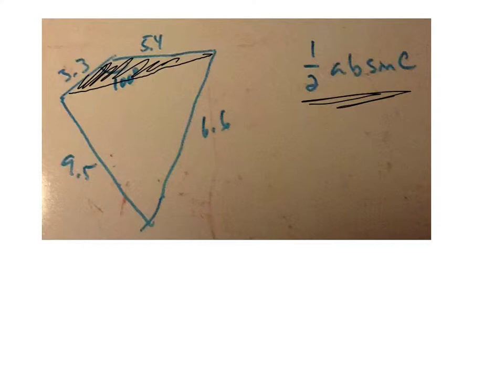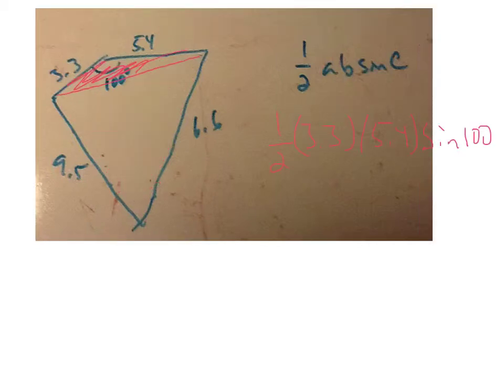If I could find this angle here, then I can use the same formula to find the area of this triangle and then add the two areas together. So that's the process. That's where I'm headed with this. So to find the area of that red triangle, I said 1/2 times this side times this side times the sine of that 100-degree angle, and that should be the area of that red triangle.